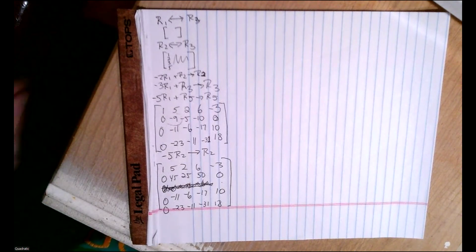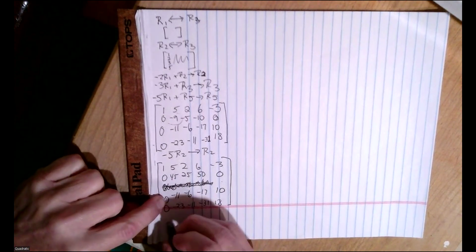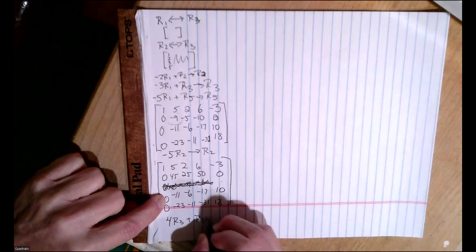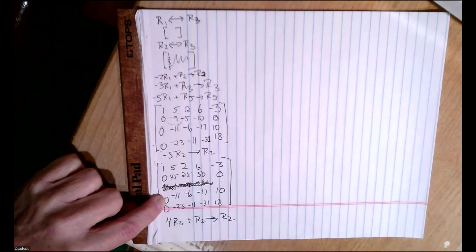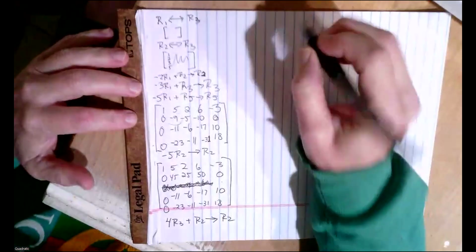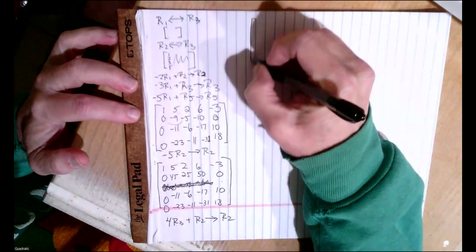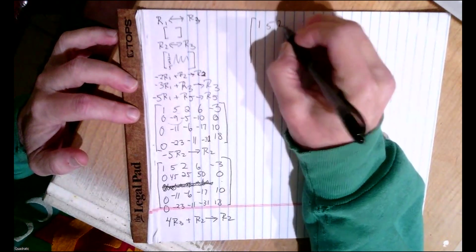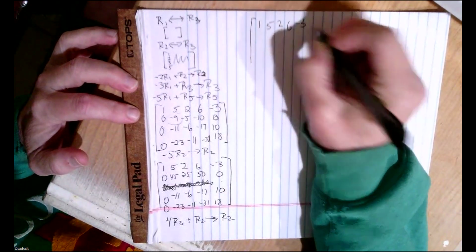Meanwhile, what I'm going to do now is add 4 times row 3 onto row 2, and that's going to become my new row 2. All right, so now let's go up here. Again, my top row never changes: 1, 5, 2, 6, -3.